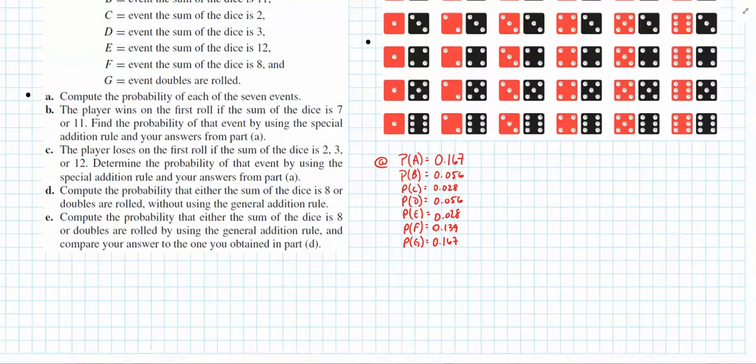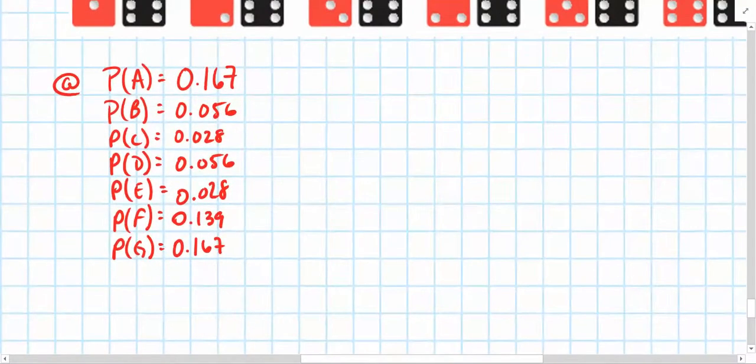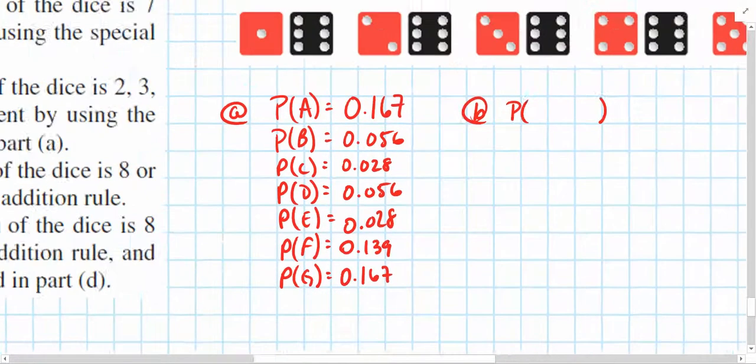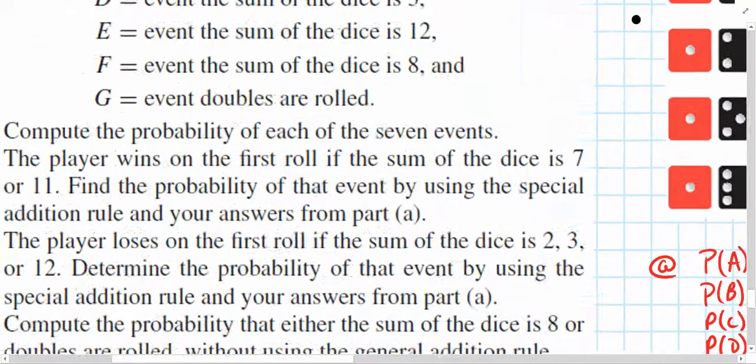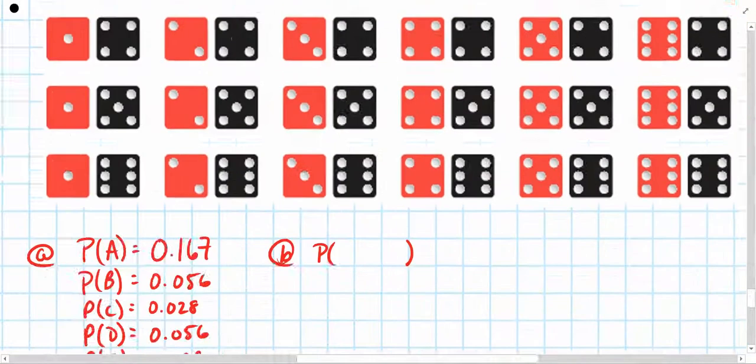So the next question here, part B, tells us that the player wins on the first roll if the sum of the dice is a 7 or 11. Find the probability of the event by using the special addition rule and your answers from part A. The reason why we can use the special addition rule is because these two events are mutually exclusive. A 7 or 11, so that would be event A or B.